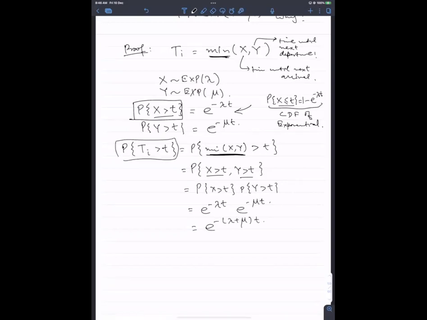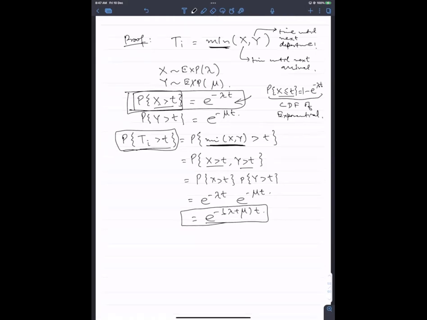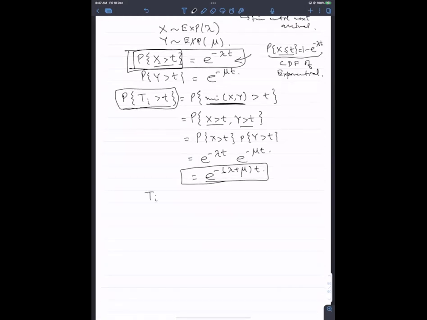And this is probability Ti is greater than t. So compare it with this guy. Okay? Probability x greater than t is e to the minus lambda t. So probability Ti greater than t is e to the minus lambda plus mu t. So iska matlab hai ki Ti is exponential with lambda plus mu.